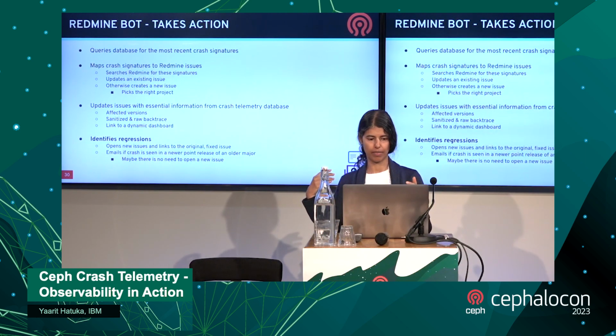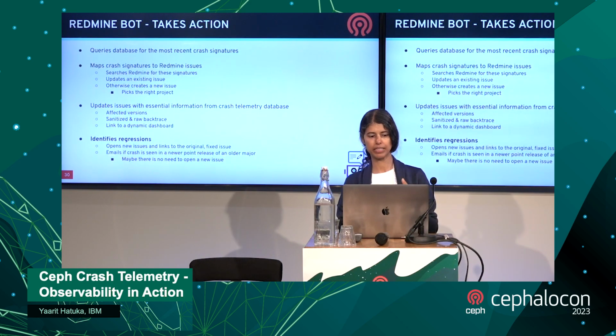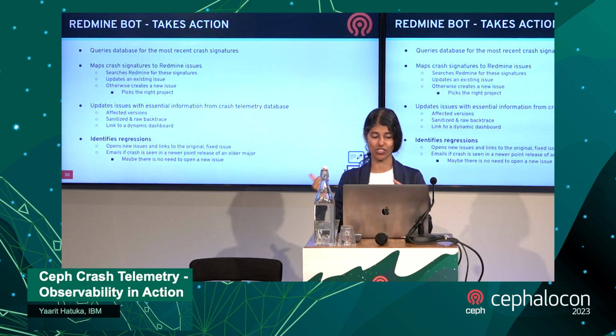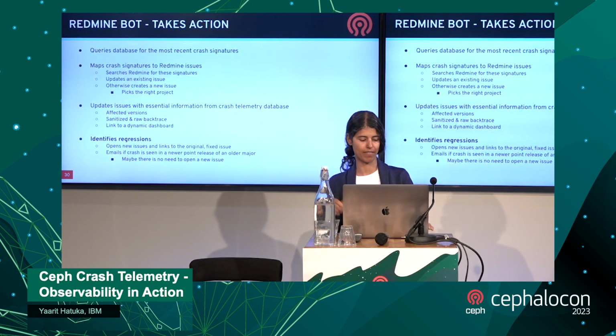So either for backward compatibility, or sometimes users open bugs on their own, and they have the crash signature that is currently available in the cluster, which is not always similar to what we have in the backend. So we know exactly how to map them. If we find a ticket, then we update it. Otherwise, we open a new one.